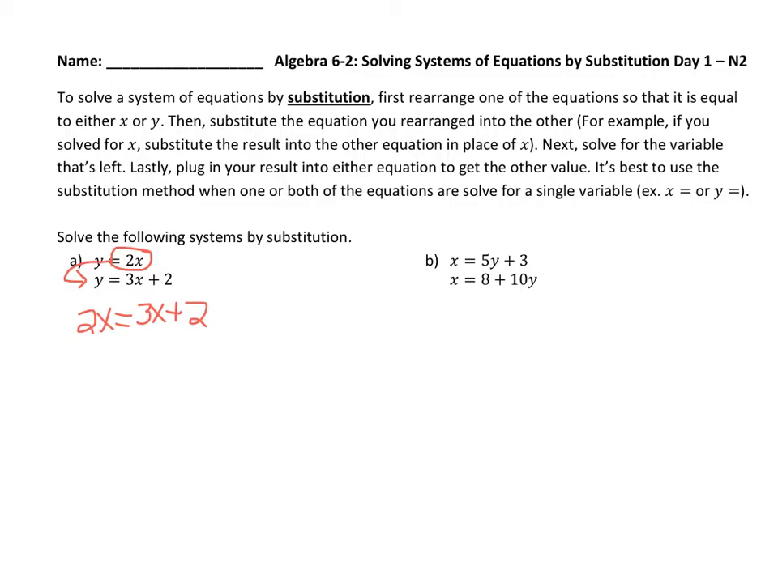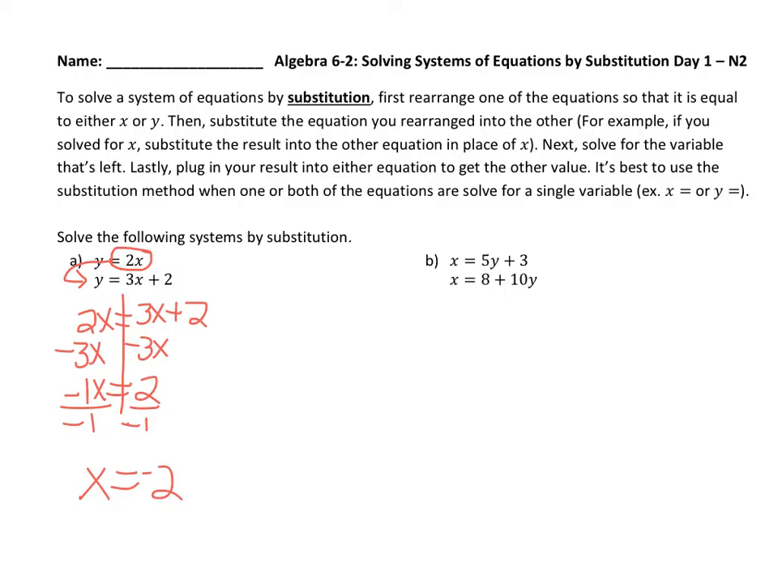Now you have a multi-step equation, so go ahead and solve for x. I'm going to subtract 3x from both sides. I get negative 1x equals 2. Divide by negative 1. X equals negative 2. Remember, in a system of equations, the solution is an ordered pair. So we have an x value, but we need the corresponding y value.